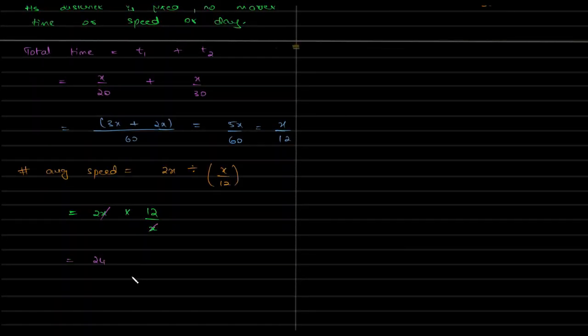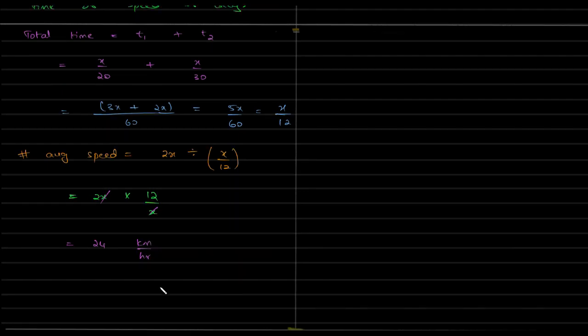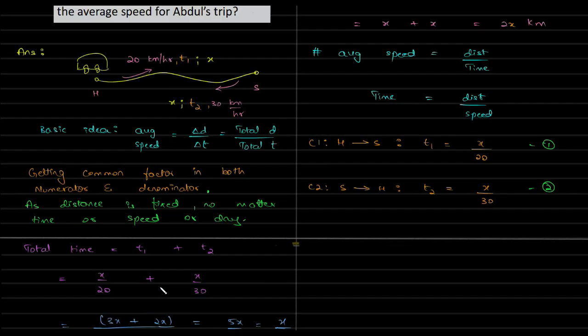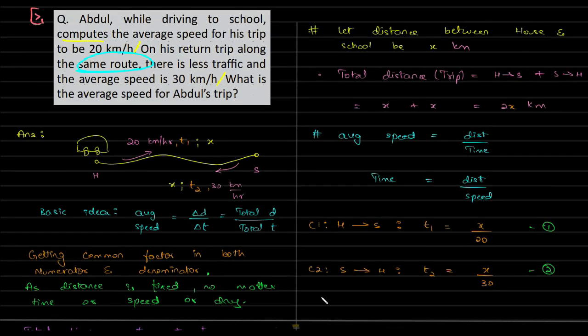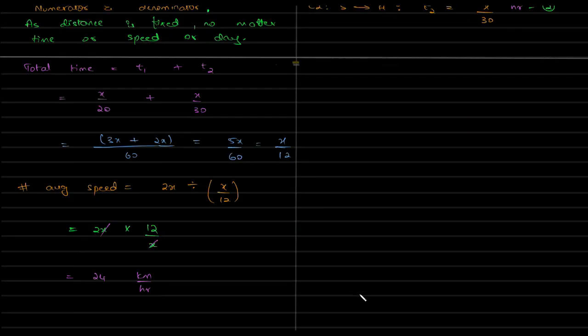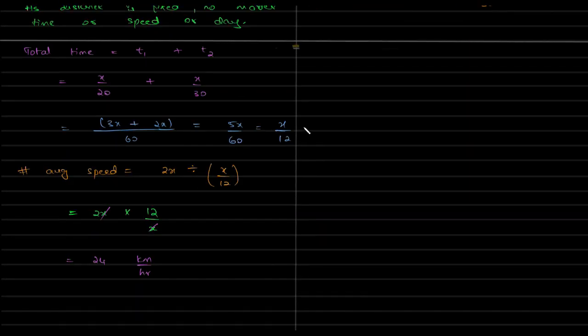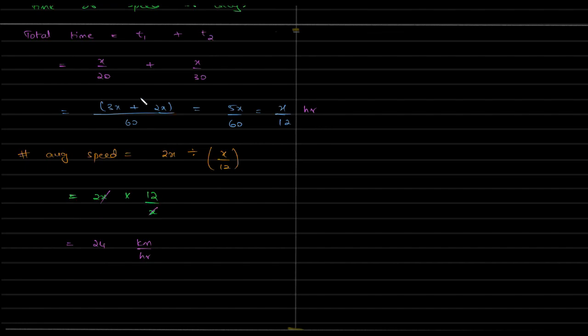The remaining is your average speed, which is in kilometer per hour. My bad, kilometer per hour. So that would be your answer. Please pause and have a look. It would be kilometer per hour because this entire thing is in kilometer per hour. So our answer is in kilometer per hour. The total time would be in hours, and your average speed would be this.